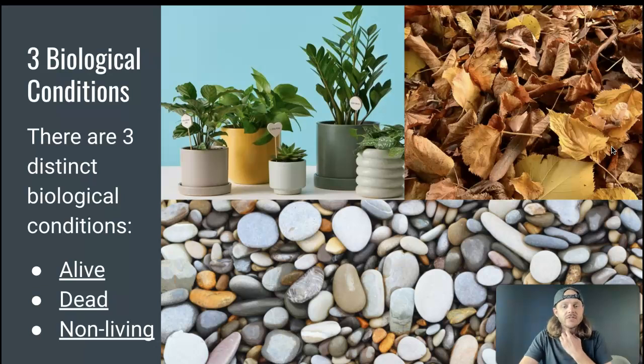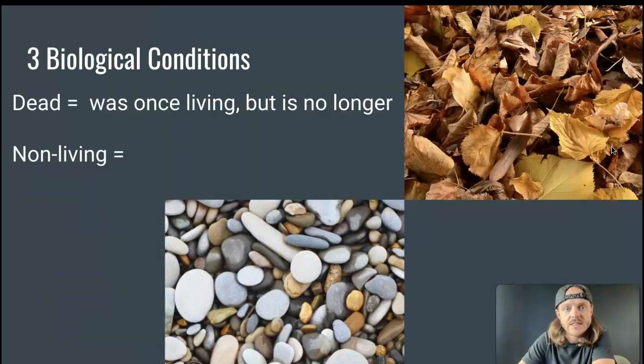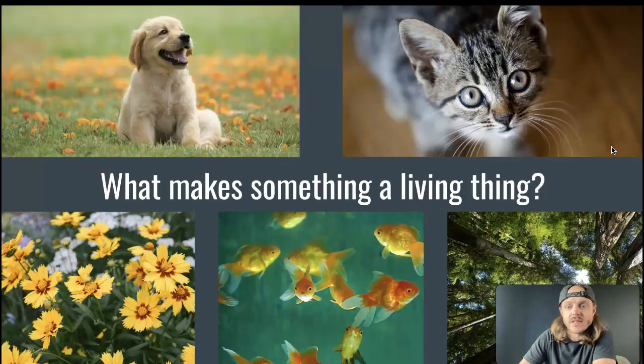And before we do that, I want to acknowledge that everything in the universe is either alive, dead, or non-living. Those green plants that you see on your screen are alive. The leaves that have turned brown are dead. And the rocks, well, they've never been alive. Those rocks have been here for 4.5 billion years. So those are non-living. Dead is easy. It was once living, but now it's not. Non-living means it was never living, like the rocks. But what makes something a living thing?